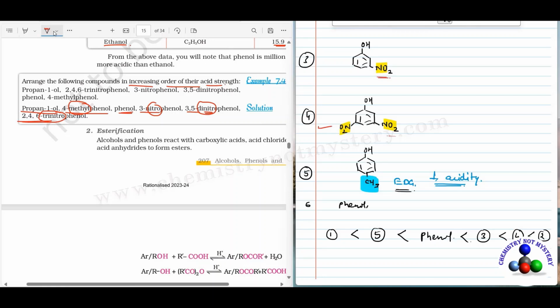In the next video, we will discuss the next reaction, that is esterification.